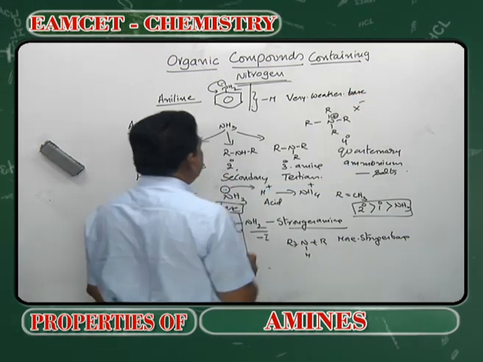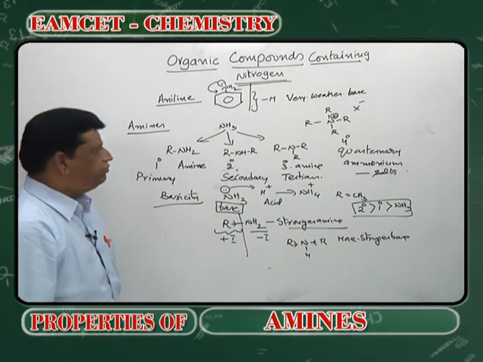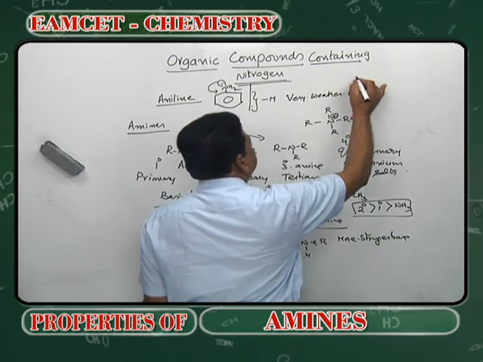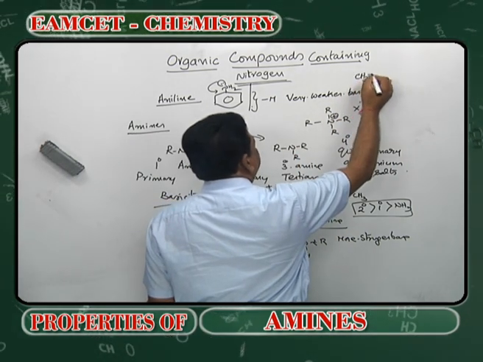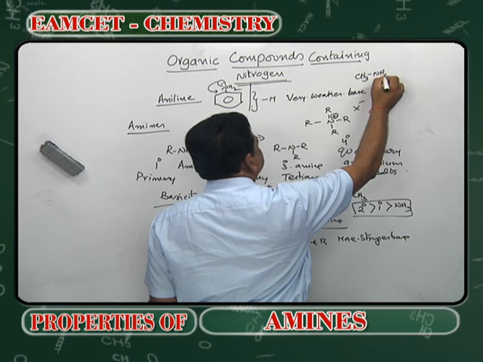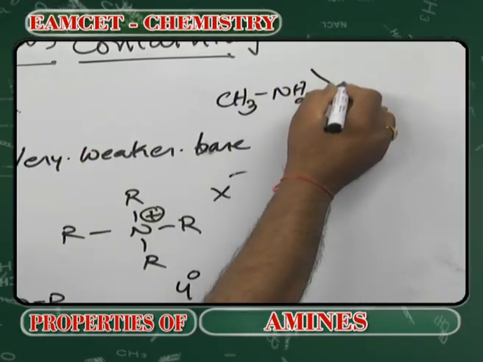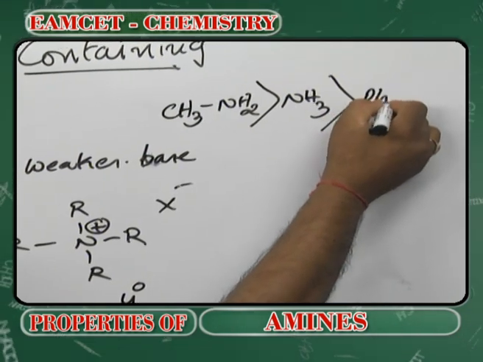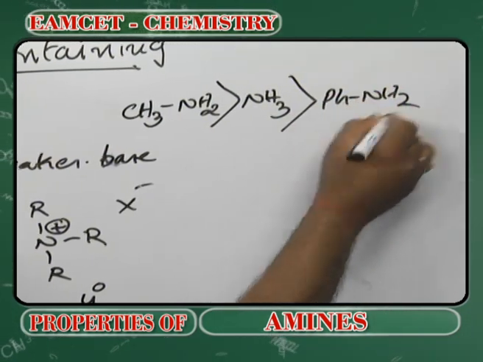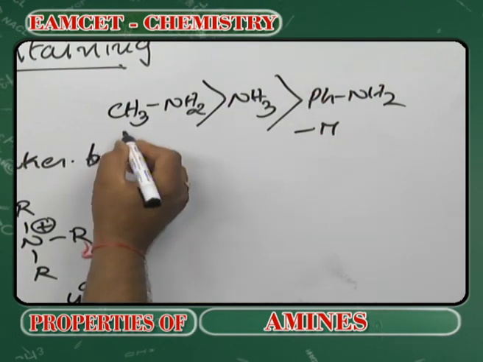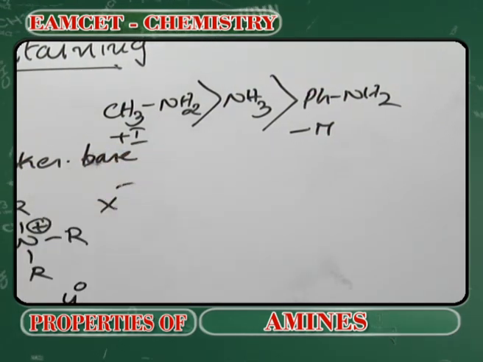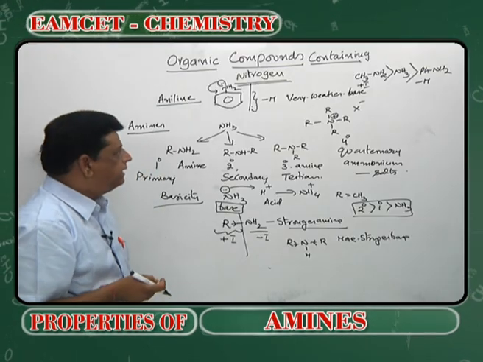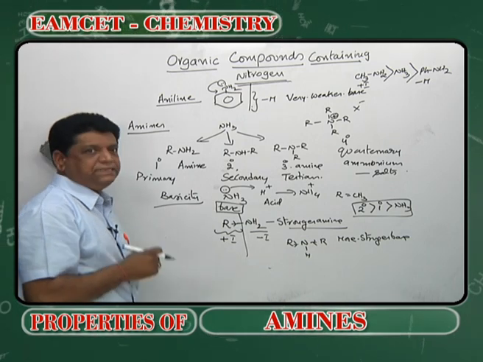So, therefore, comparing aliphatic amines and aromatic amines, the overall order may be written like this. Methylamine is a stronger base than ammonia. Ammonia is stronger than aniline, because in aniline we have a minus M group, while in methylamine it is a plus I group. So, a plus I group increases the basicity, and a minus M group decreases the basicity.